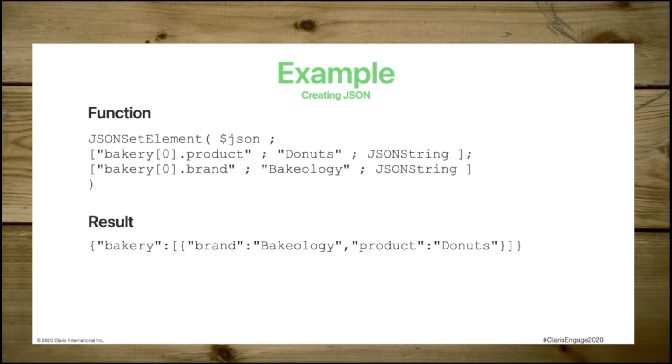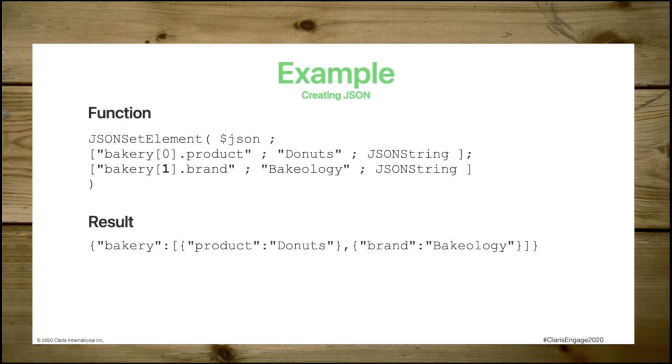So let's switch that around, where the array comes first and then the object. We see in the function that we have bakery with the square brackets is 0, that would be the array, the dot, which would indicate that the next part is an object, and then we have product and brand. When we look at the result, again it's bakery, but this time the value is an array instead of the object first. In the array, it has one value, and this one value is the object. But within the object, there are two different name value pairs, brand and Bakeology, and product and donuts. Basically, it's an object within an array within another object.